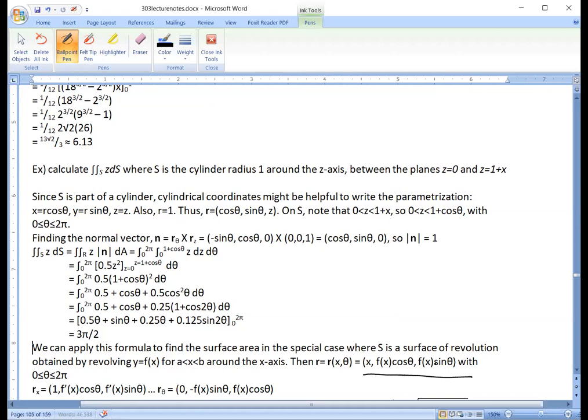Next, we need the second tangent vector, dr d theta. d/d theta of the first component is 0. d/d theta of the second component is going to be negative f of x sine theta. And d/d theta of the third component is going to be f of x cos theta. So now we have our two tangent vectors. Now we need the normal vector, and we get that by taking the cross product.